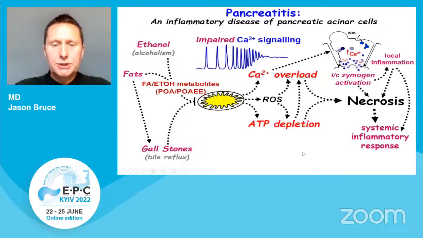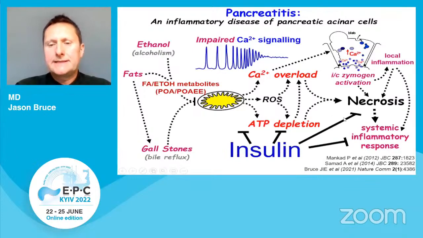I'd now like to switch to pancreatitis, and I think many of you will know that pancreatitis is caused by excessive alcohol and fat consumption and bile acid reflux from gallstones. Both bile acids and fatty acid ethanol metabolites impair mitochondrial function, leading to ATP depletion, calcium overload, and necrotic cell death. And what we've demonstrated over the years is that insulin has a protective effect on virtually all of these steps.